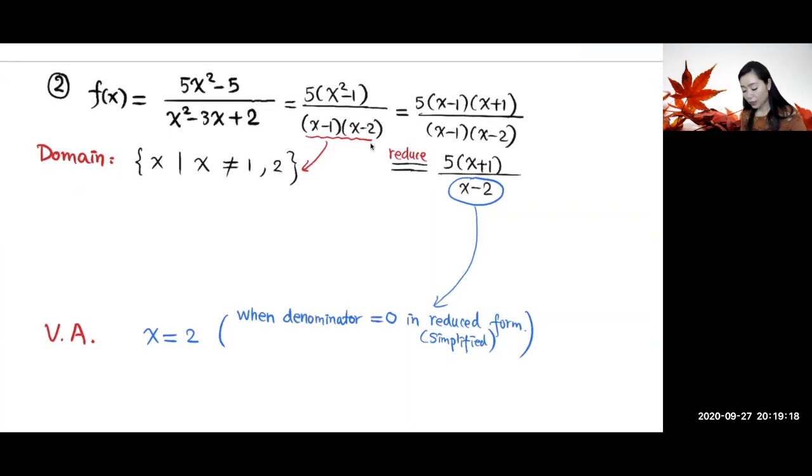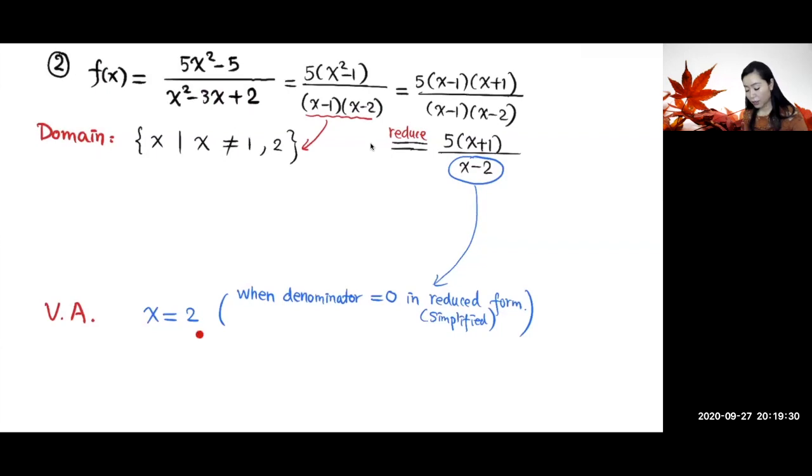Now, after this, you will divide out this x minus 1 up and down, giving you this reduced form. But remember, you still have this same domain here. Now, to find the vertical asymptote, you will concentrate on this denominator. The denominator equals 0 when x equals 2. So x equals 2 is a vertical asymptote.